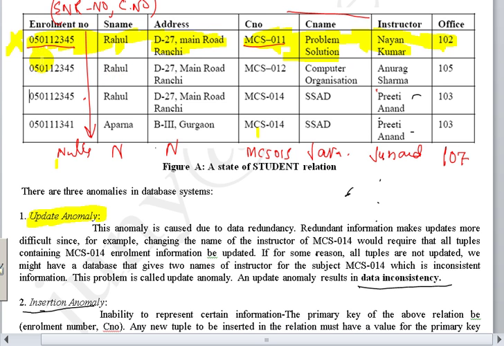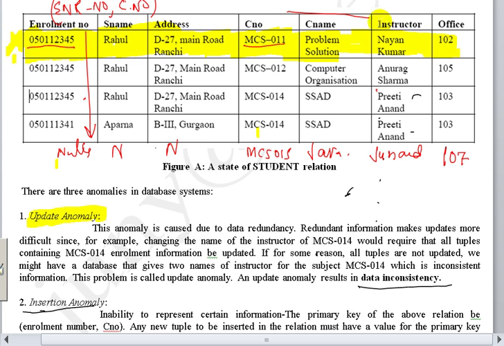So if I want to delete this Rahul, I have to delete this whole tuple. This makes sense, because Rahul is no more in our college, so we don't need him in our database. He has left, so we have removed him from our table. But removal of Rahul has also removed the fact that Nayan Kumar is teaching problem solution. This is also being lost, isn't it?